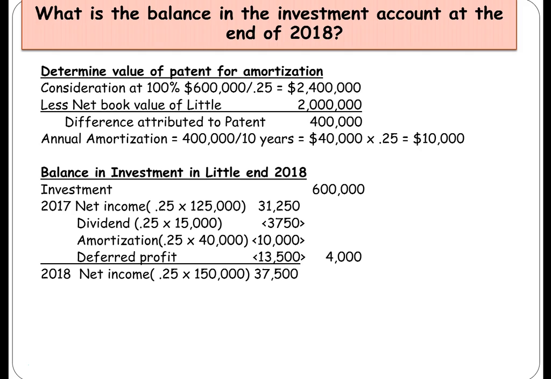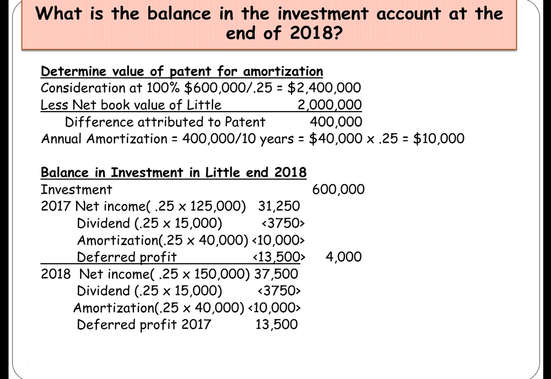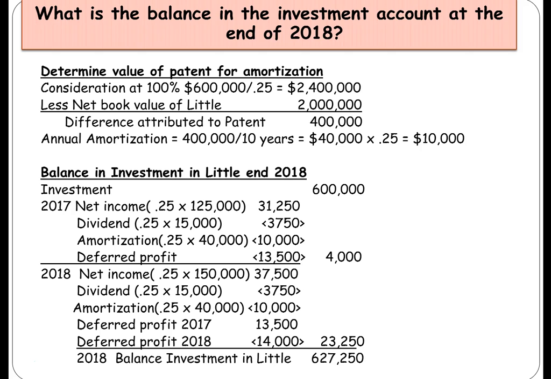Now we're going to record our share of the income for 2018, our share of the dividends, our share of the amortization. We're going to add back in the deferred profit from 2017. Remember to do that when you're doing your homework. And then we're going to defer profit for 2018. And we end up with a balance in our investment account at 2018 of $627,250.